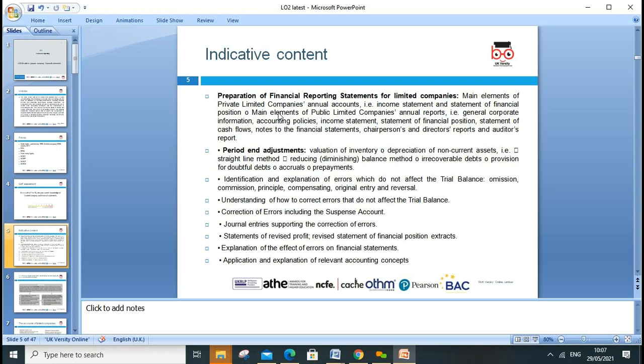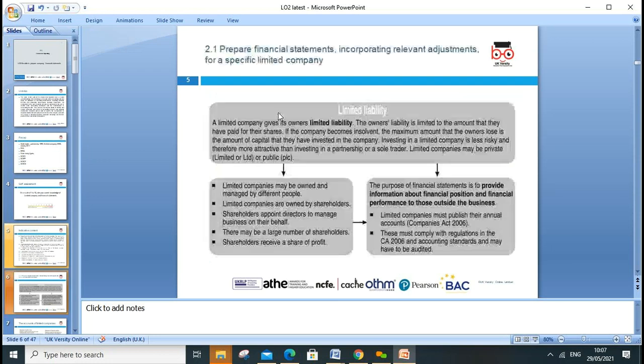Then identification of errors: we'll go through different types of errors, how we can make adjustments and how we can correct them in the suspense account, which is known as a temporary account. It won't go in the financial statements, but we can use it to make the adjustment. Then the statement of revised profit after any adjustments. All these concepts will be explained. That's the key focus of our discussion today.